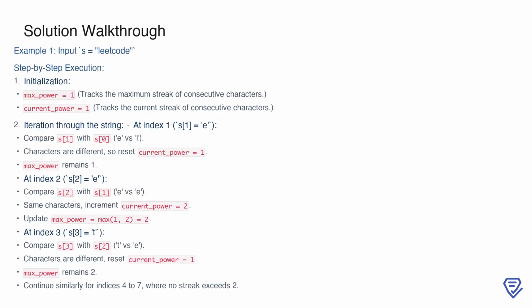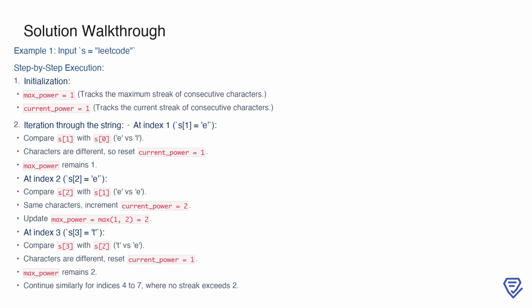To solve this problem, we start with an example where the input string is "leetcode". First, we initialize two variables, max_power, which keeps track of the highest streak of consecutive characters we've encountered so far, and current_power, which tracks the streak of the current character. Both are set to 1 initially since any non-empty string will have at least one character. Now, as we iterate through the string, we compare each character with the previous one.